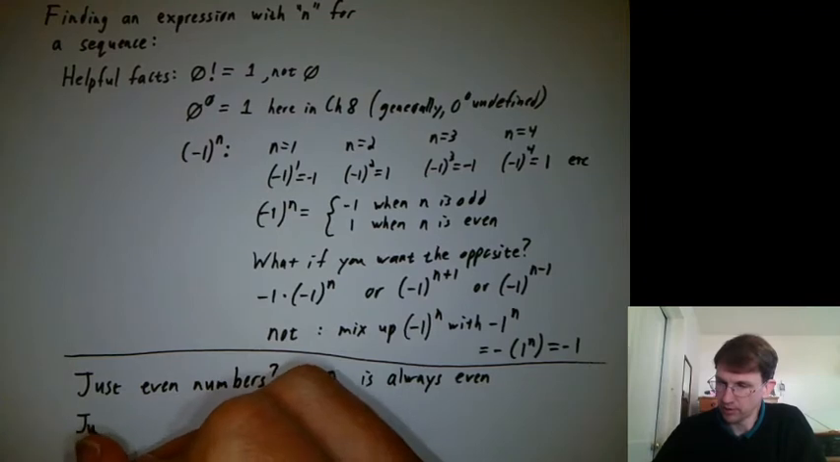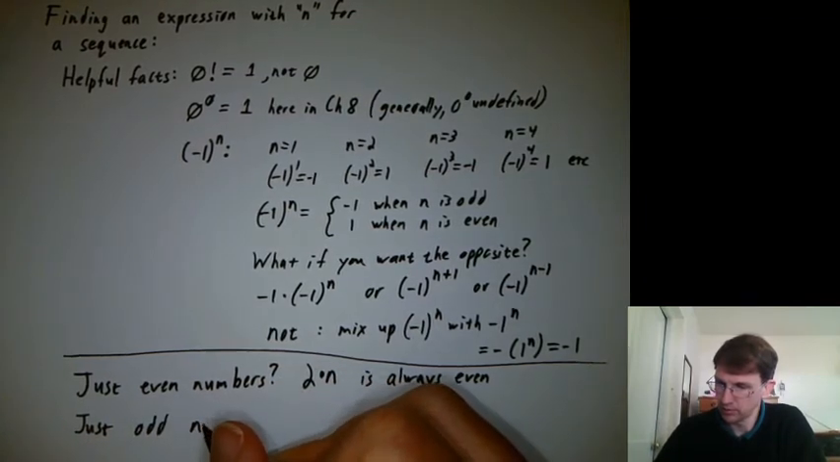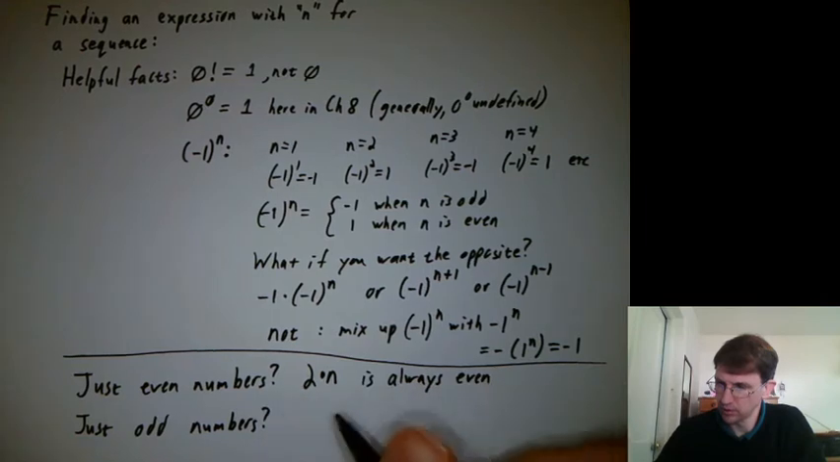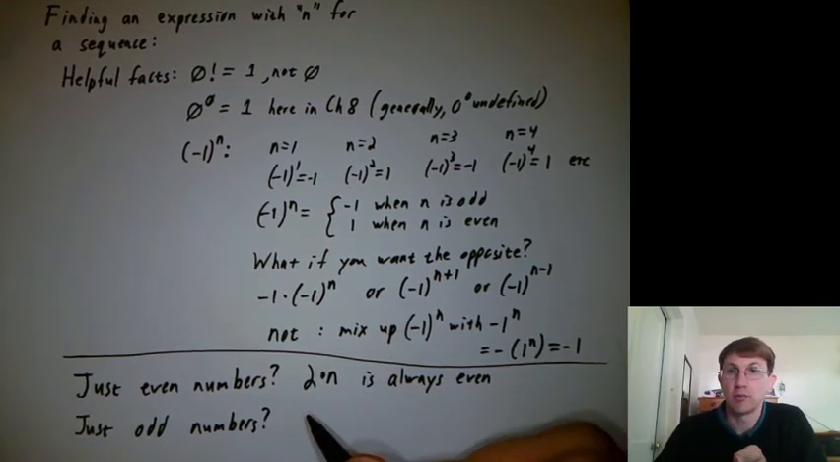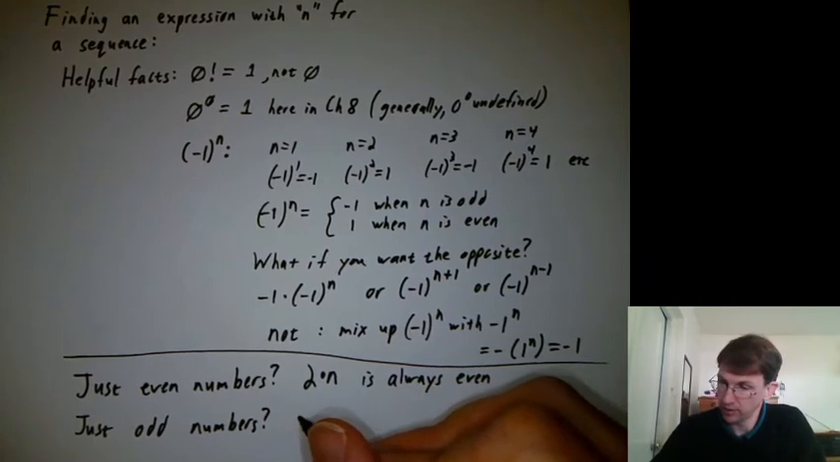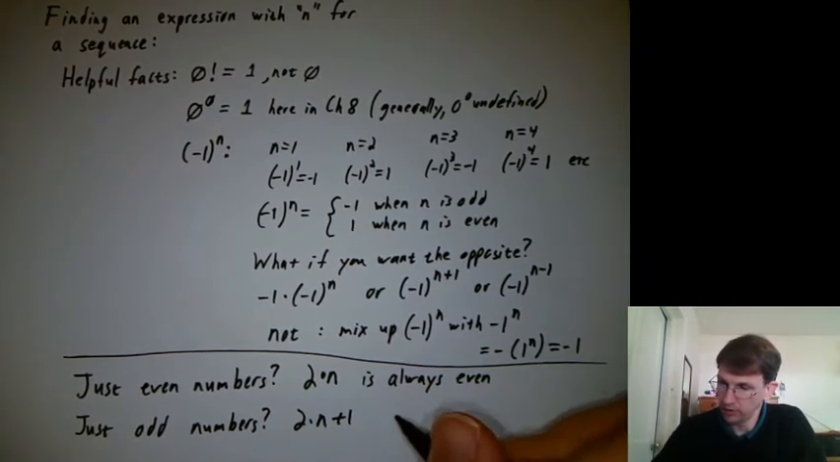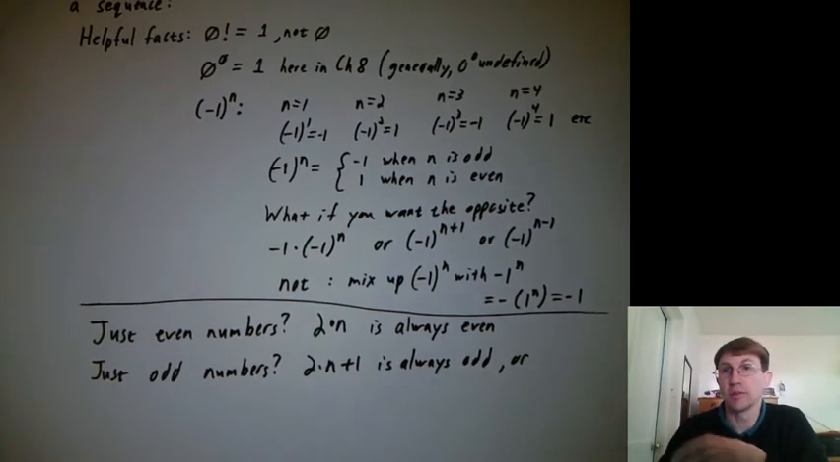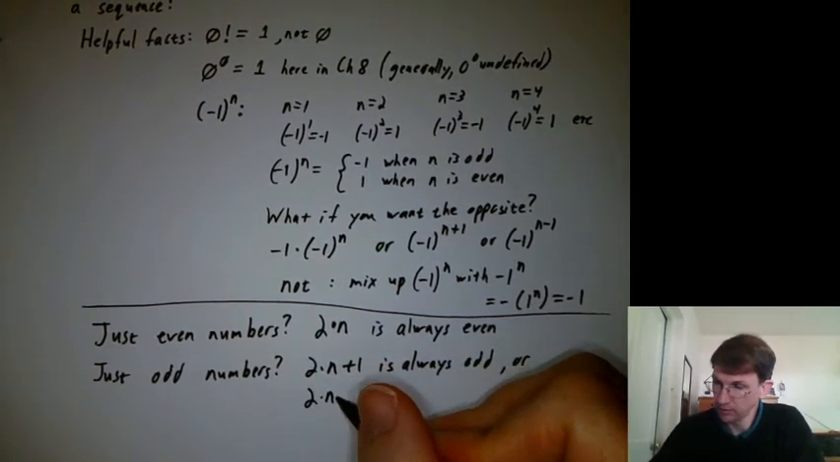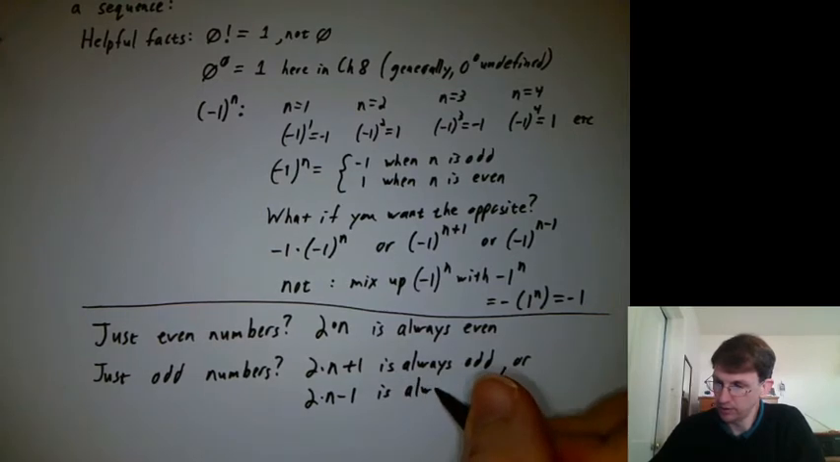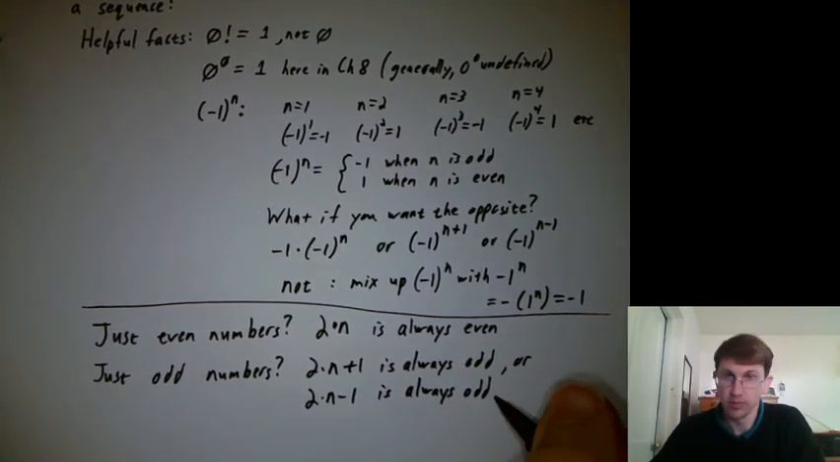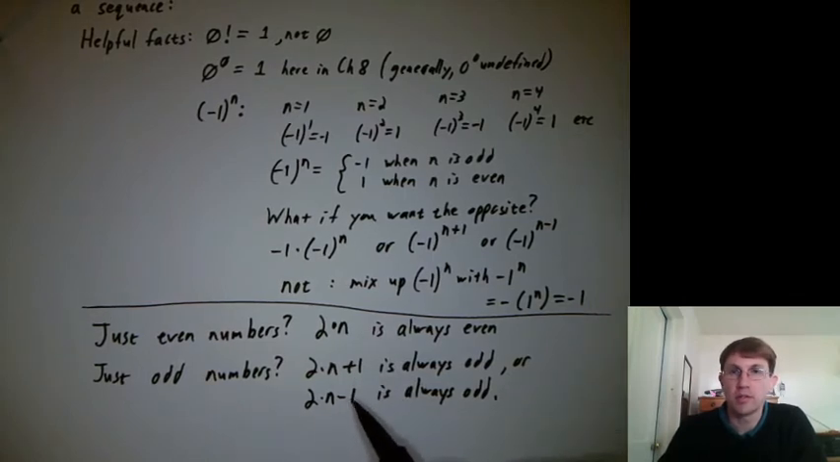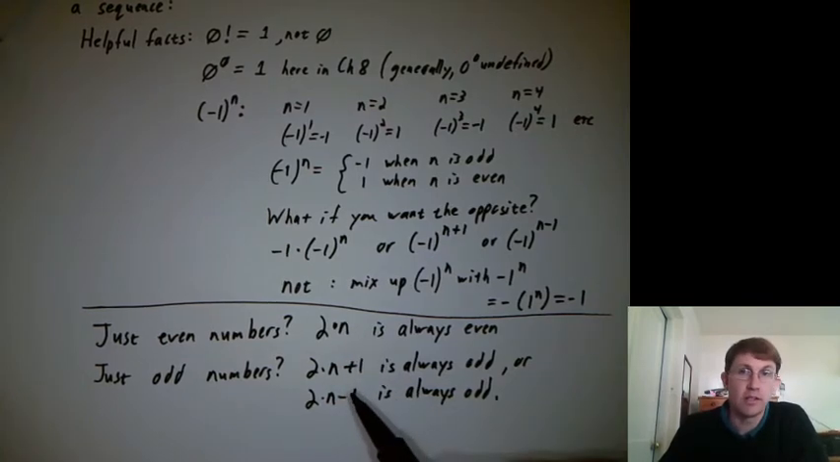What if you want just the odd numbers? Well, every odd number is just one larger than an even number, right? So you could say 2 times n plus 1 is always odd. Or you could say every odd number is one smaller than an even number. So you could say 2 times n minus 1 is always odd. So you'll see either of those expressions depending on whether we want to start at n equals 0 or n equals 1, etc. But those are some handy ways to get just the evens or just the odds.